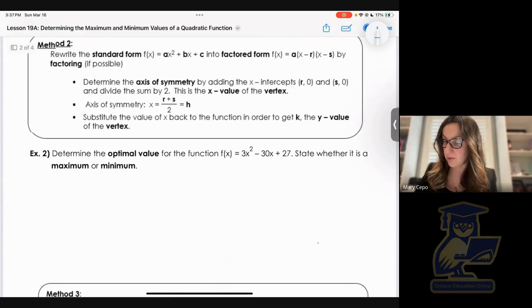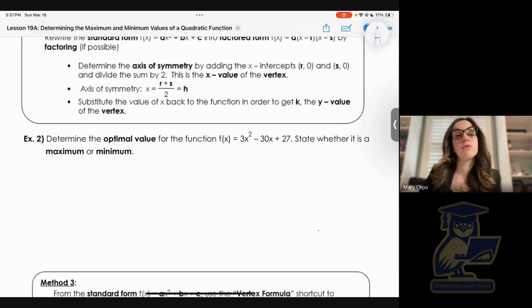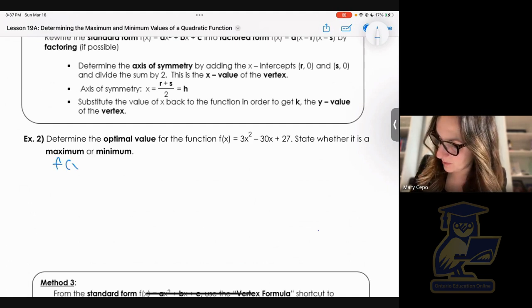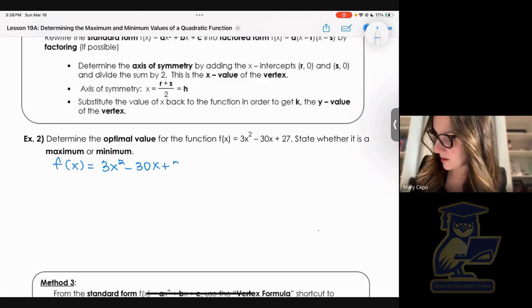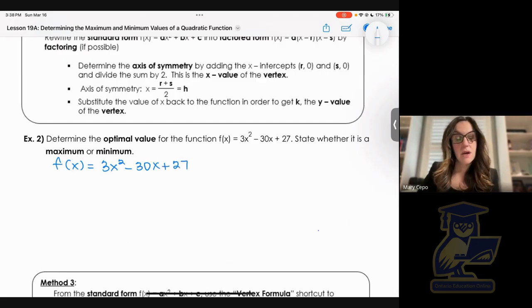So let's do that in example 2. We have to determine the optimum value for the function f of x is equal to 3x squared minus 30x plus 27. So to keep things at par, we're using the same function, but we're just using different methods to determine that optimum value. And then we're going to see whether it's a maximum or minimum. So given f of x is equal to, we're starting with the same quadratic function in standard form. We can determine the optimum value using the same equation 3 different ways, and we're going to get the same optimum value, that minimum at negative 48.